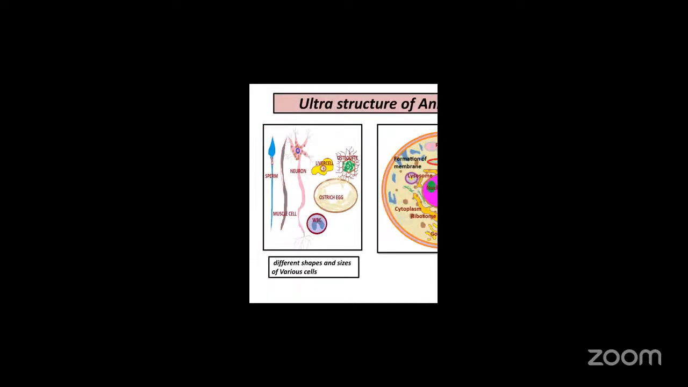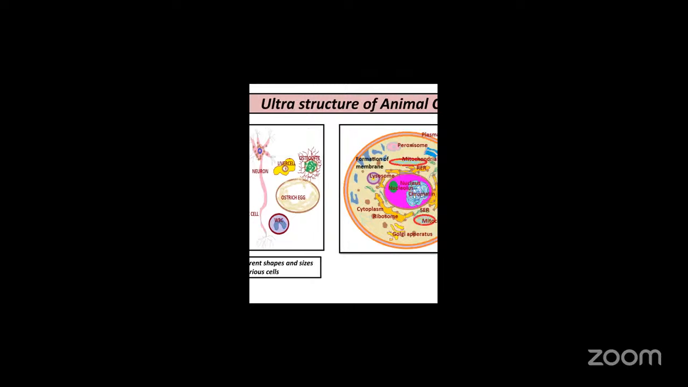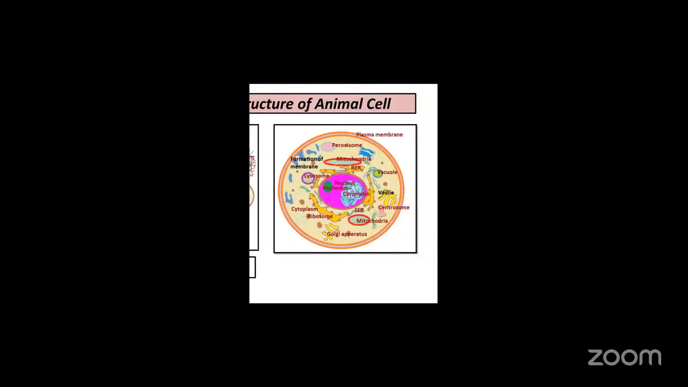Now coming to the ultrastructure of the animal cell. Last class I have already told you about the different shapes as well as the sizes of various cells, like the sperm cell, nerve cell, muscle cells, and the liver cell. And the ostrich egg is very, very big. You all know this is the basic structure of the animal cell.